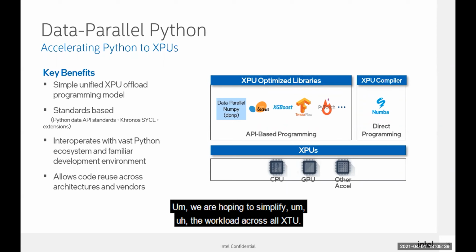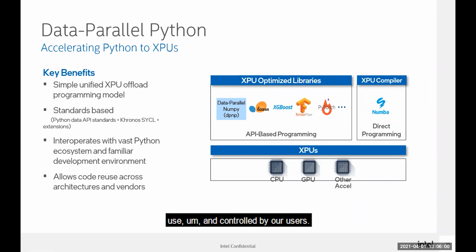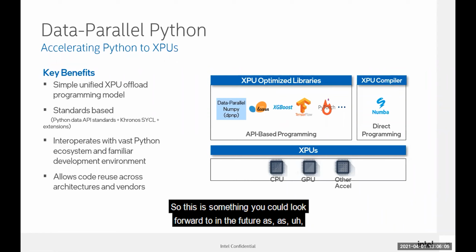With the data parallel Python model, which we are aiming for, we are hoping to simplify the workload across all XPUs, so you can use that same workload not only on your CPU but also on your GPU and so on, using USM memory to help control the memory objects between all of these low-level frameworks, so that, say, the scikit-learn objects aren't creating extra objects just to work with XGBoost. This is all under the hood, easy to use, and controlled by our users. So this is something you could look forward to in the future as Intel looks toward this XPU programming model.